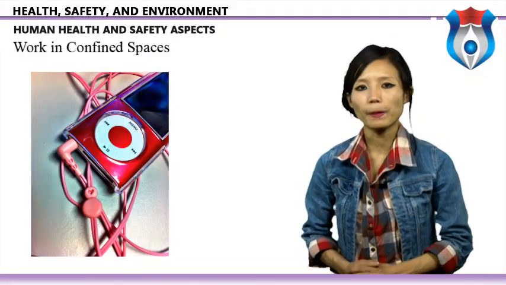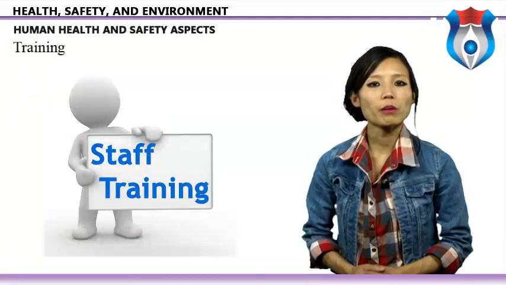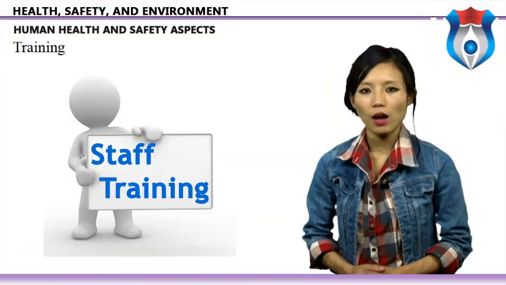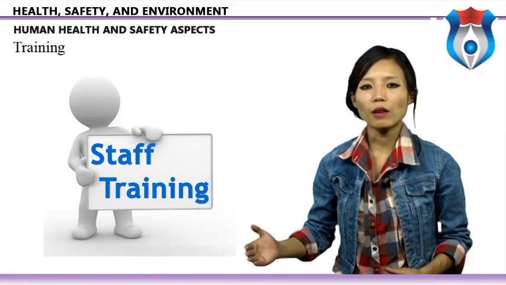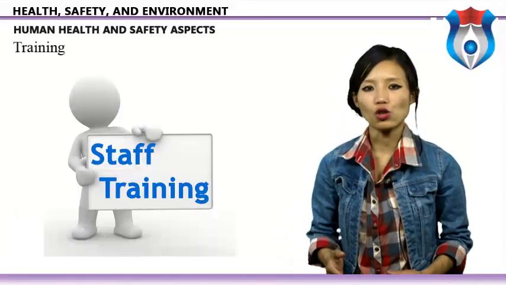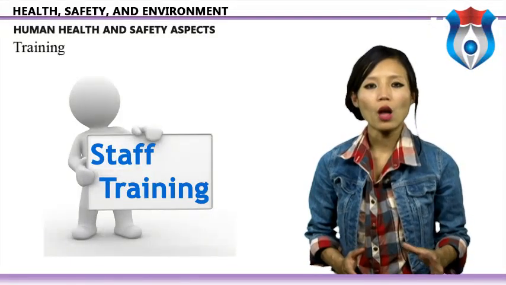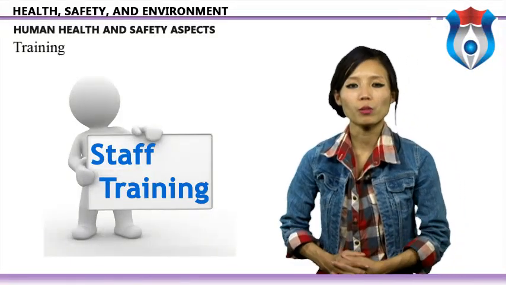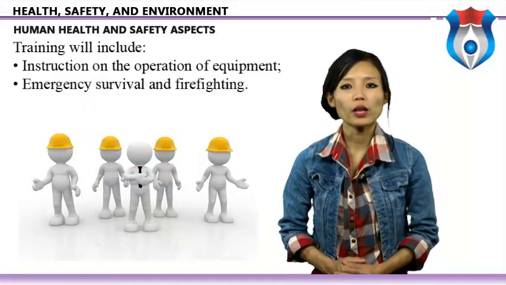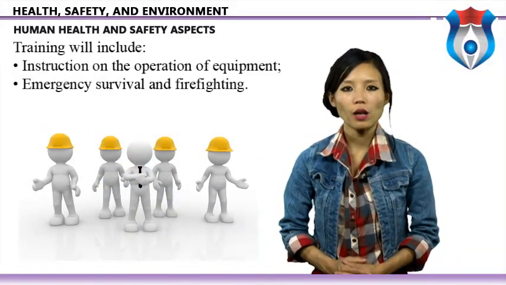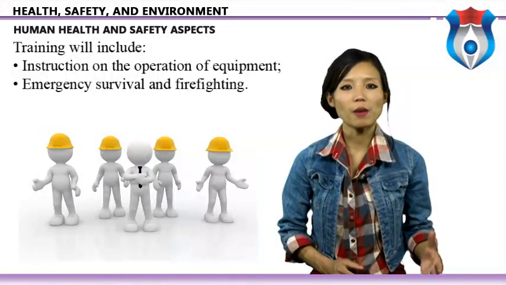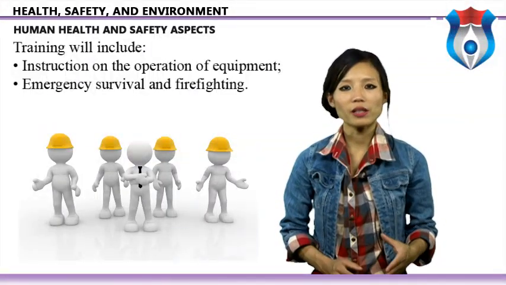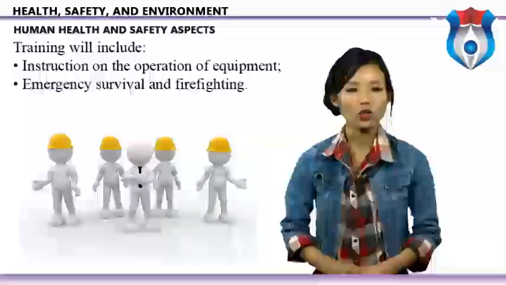Training. Training plans, programs and practices are to be established and carried out for all personnel. They will include training on basic safety procedures and on environmental issues, and job-specific safety procedures according to their duties and responsibilities. Training will include instruction on the operation of equipment, emergency survival and firefighting, how to read and understand material safety data sheets, MSDS, and safe chemical handling and emergency response procedures.